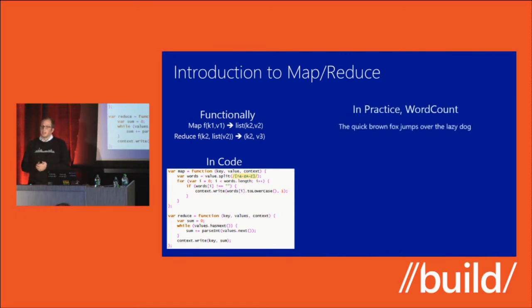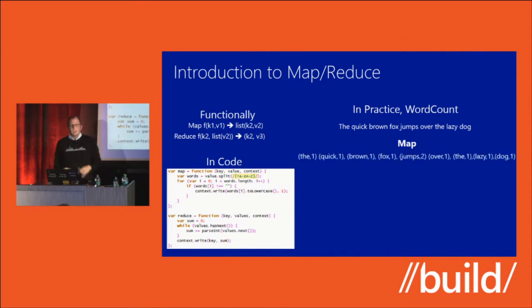I'm going to do word count on a very simple sentence: the quick brown fox jumps over the lazy dog. In the map phase, I'm going to take that sentence and split it out into a set of tokens. These are the individual words. And I'm going to emit a list of keys and values. The keys and values that I'm going to emit are the word that I encountered and the number of occurrences of that word. In this case, it's very simple because I'm just emitting 1.